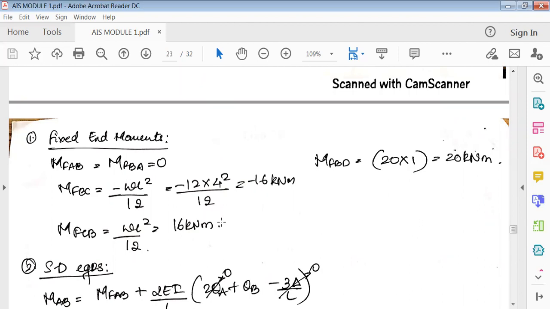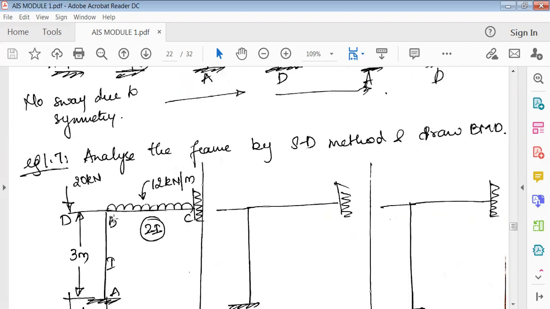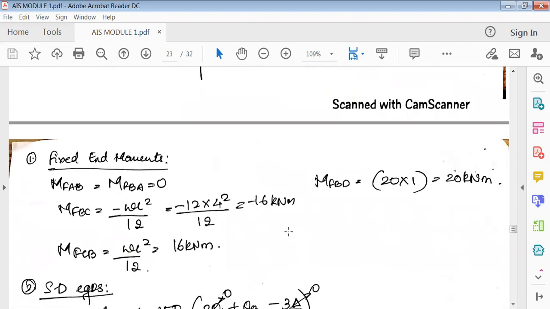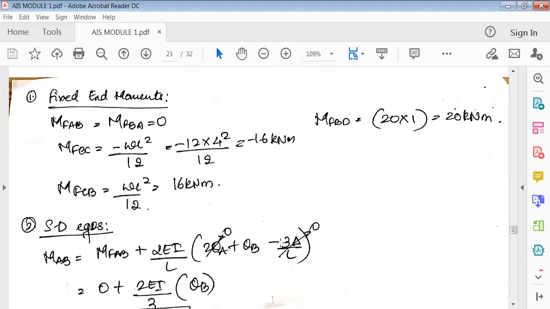Next, MFBD. Now see here, MFBD. This is from right to left. From right to left means plus, left to right means minus. That's why it's plus 20 into 1, force into perpendicular distance, this distance. So 20 kilonewton meter. Okay, next is the slope deflection equation.